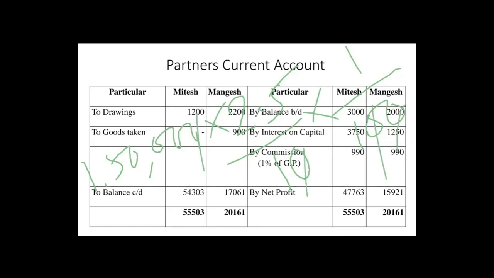If you see, two zeros get cut. Now what is left? 150 into 25. So 150 into 25 is how much? It is 3,750. Okay, so this is the way you can calculate. So the interest on capital of Mitesh is 3,750.